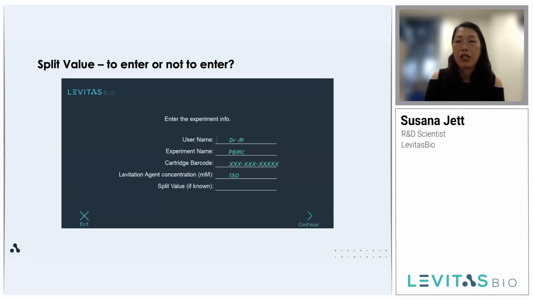Remember I mentioned you can choose to do a longer than recommended equilibration time? This is how you go about doing so. Leave the split value blank. By leaving the split value blank, it will automatically go into a manual separation mode.